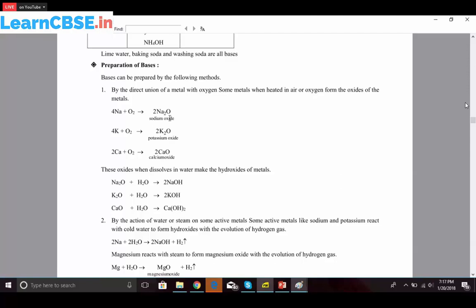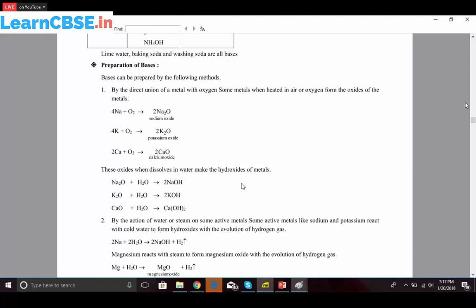Suppose if you were to prepare the sodium oxide, we have to treat the sodium metal with the oxygen. So Na plus O2 gives Na2O. And the potassium oxide, K2O: potassium plus oxygen gives K2O. And calcium oxide: we have to react the calcium plus oxygen and it produces CaO.